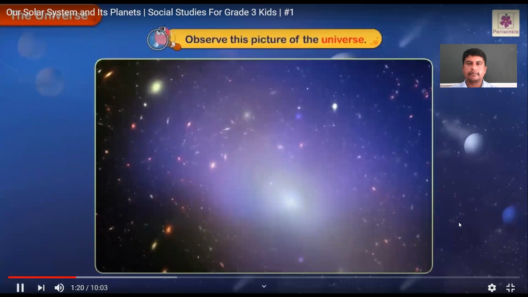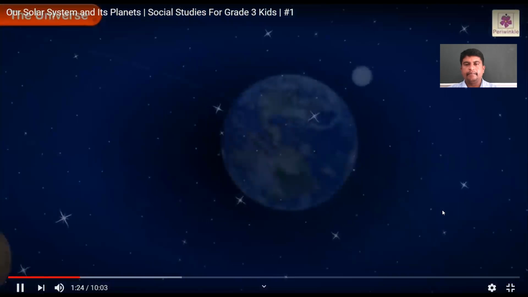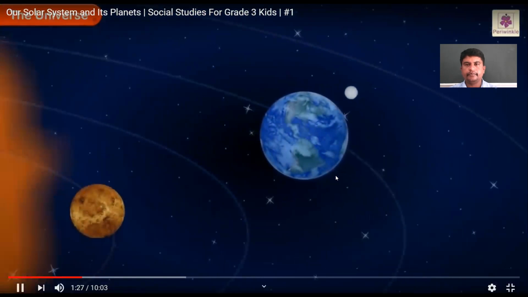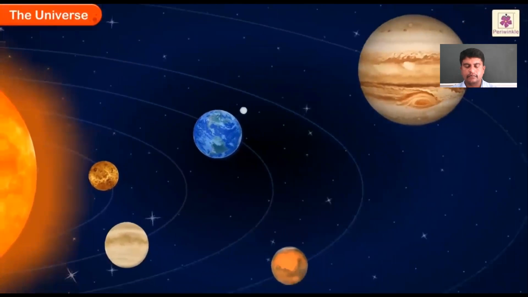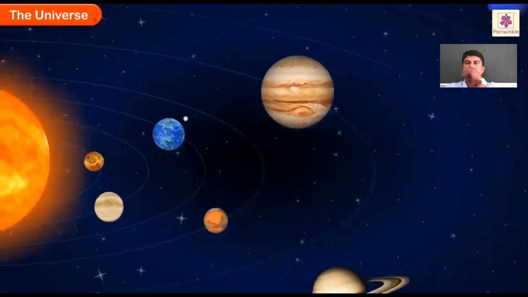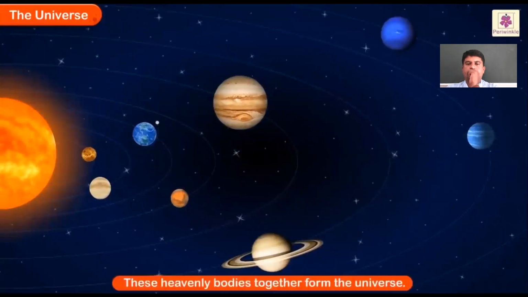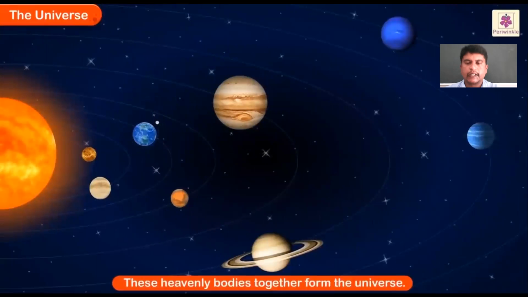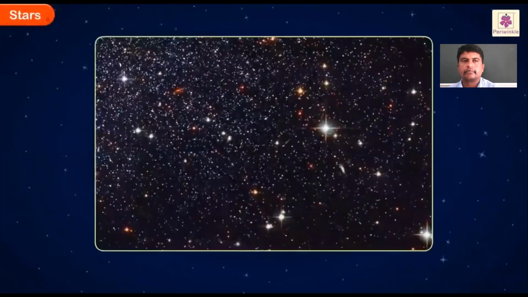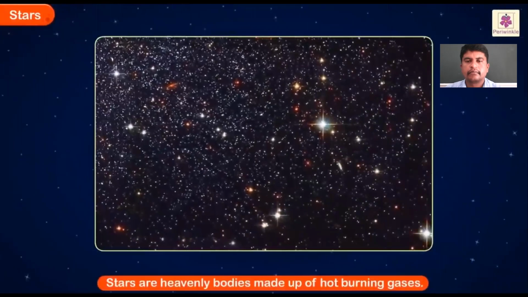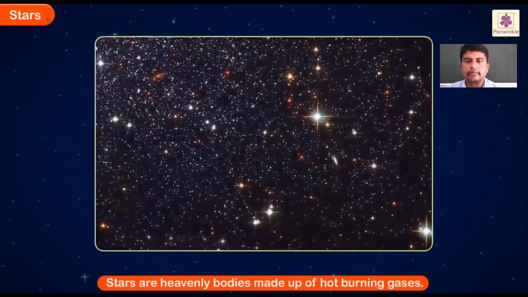Observe this picture of the universe. Our Earth, the other planets, the moon, and the sun, along with many such countless bodies, are called heavenly bodies. These heavenly bodies together form the universe. Stars. Stars are heavenly bodies made up of hot burning gases.